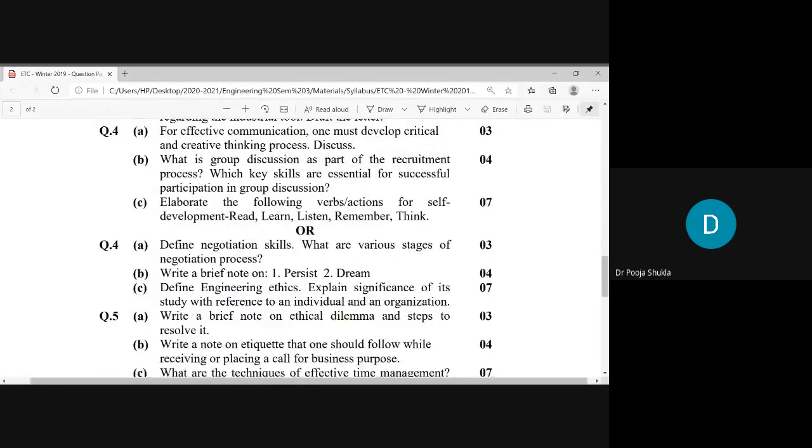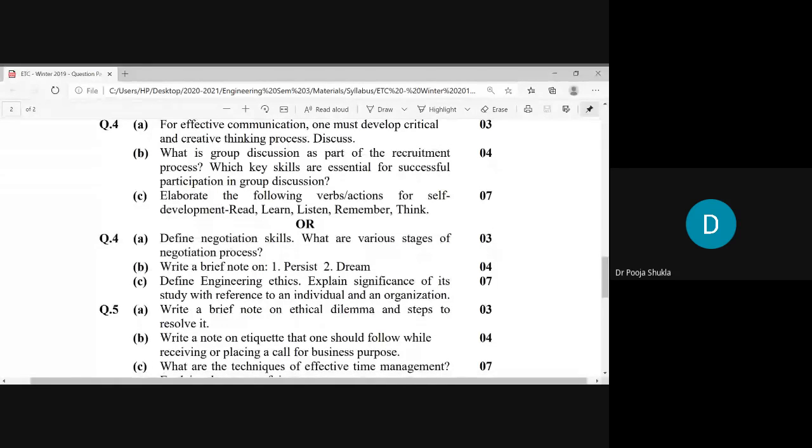Next, question 4A. For effective communication, one must develop critical and creative thinking process. Discuss. Here, they are not asking you anything else but the importance of critical and creative thinking in the process of communication. Why do you need to be creative and why do you need to be critical? So you have to just discuss the importance of being a critical thinker and the importance of being a creative thinker. That's for a 3-mark question.